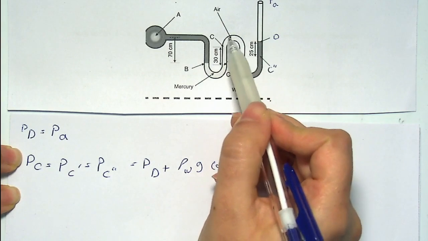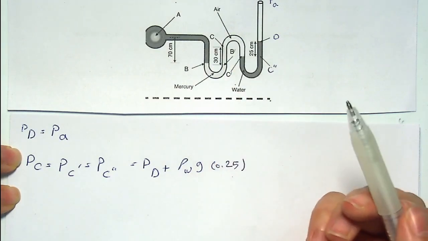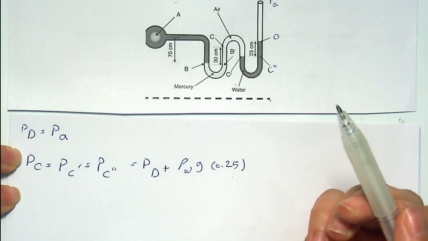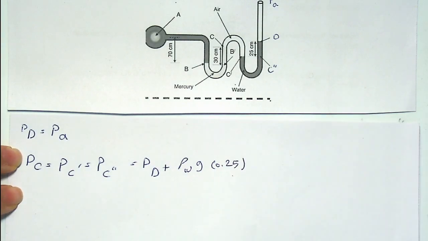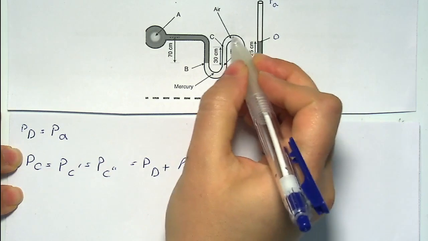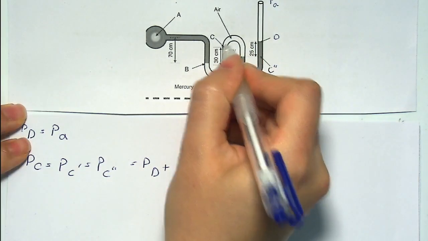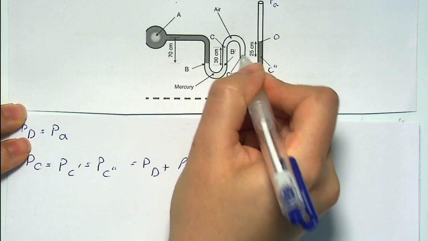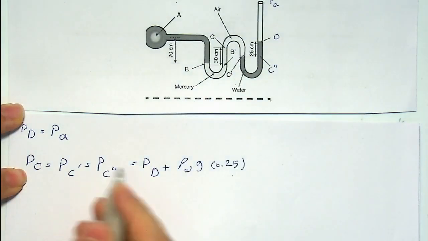Because air is filling this part of the tube, and air's density is relatively small compared to the density of water. Density of air is 1, density of water is 1,000. So we can neglect this pressure difference. This is not 0, but this is very close to 0, so we neglect this column of air. And as for that, the pressure at this point would be equal to the pressure at these points. As I've written here, PC is equal to PC prime is equal to PC second.